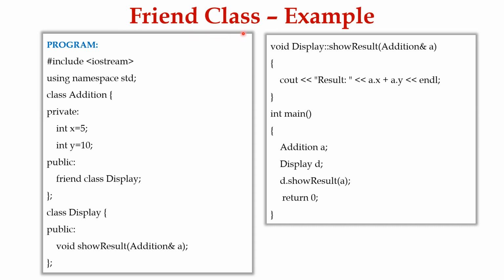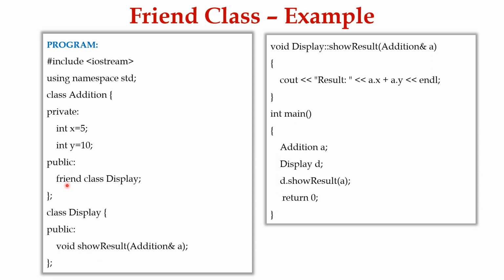Now let's have an example program using friend class. Here we have defined the class definition for class addition. Using the private access specifier, we have declared the variable x of integer data type and assigned it the value 5. Next we have the variable y of integer data type and assigned the value 10. Using the public access specifier, we have declared the friend class here.